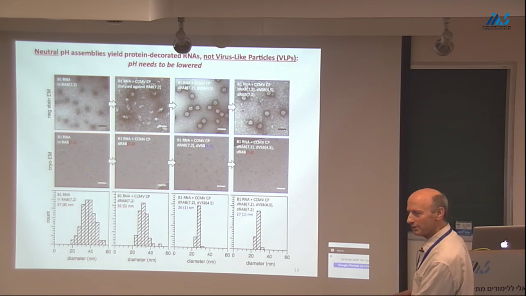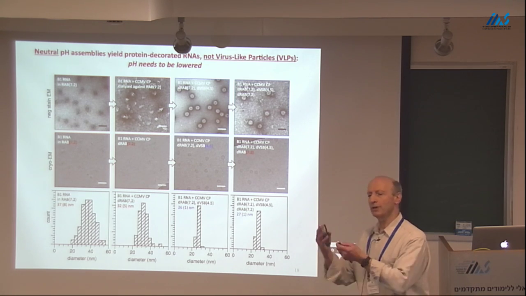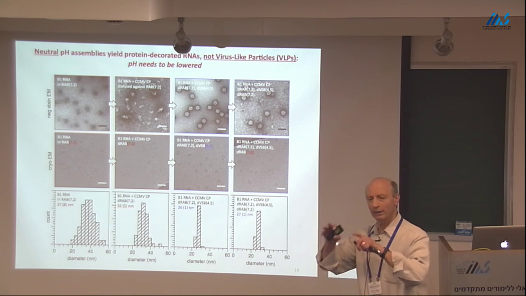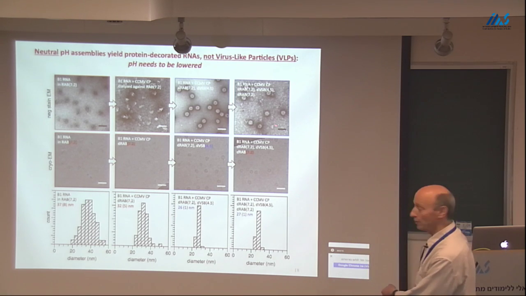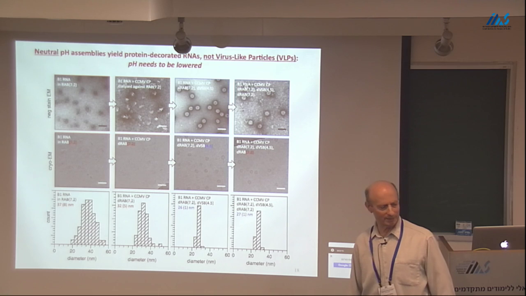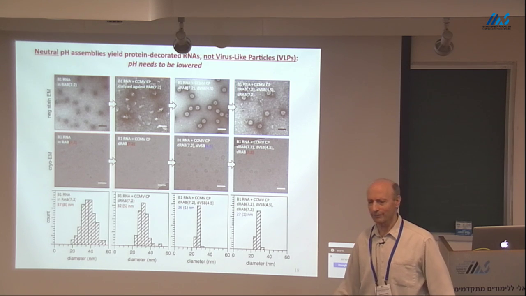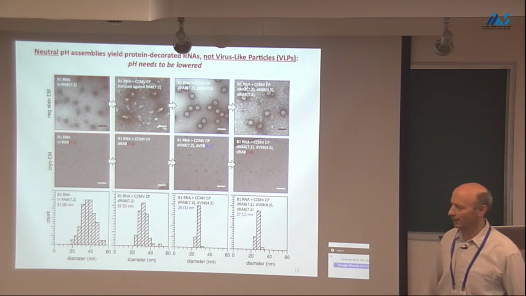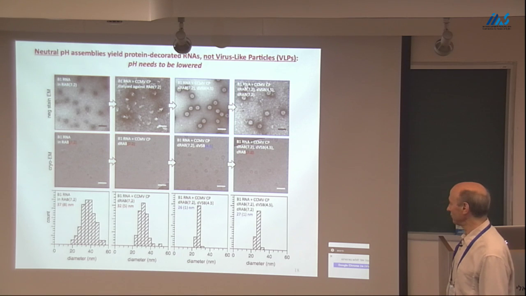Turns out you have hysteresis. Once you form the capsids, you can raise the pH again. Even though you're weakening the lateral interactions between the proteins, the capsids remain intact. It's very useful for the virus because it has to survive in many different pH environments.